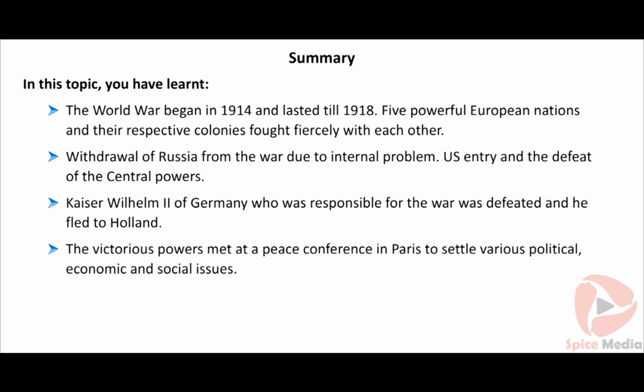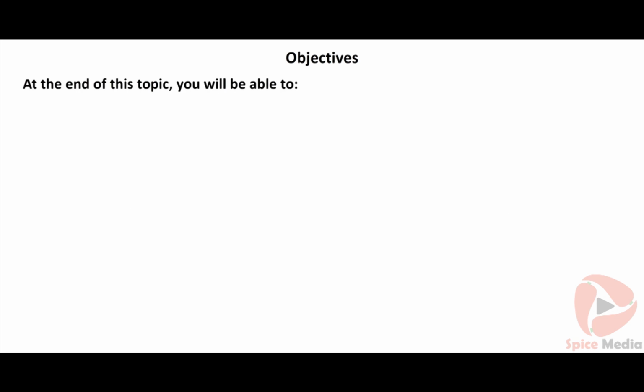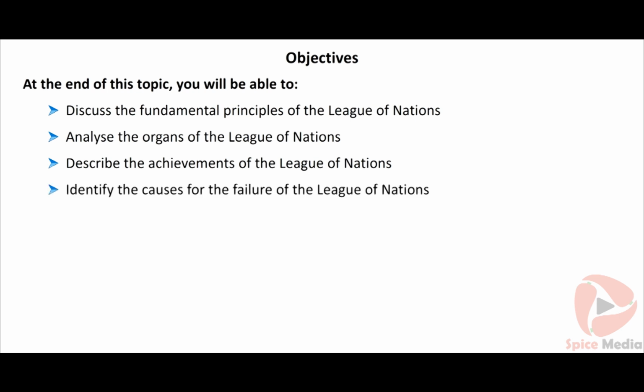In this topic, you have learnt the World War began in 1914 and lasted till 1918. Five powerful European nations and their respective colonies fought fiercely with each other. Russia withdrew from the war due to internal problems, the US entered, and the Central Powers were defeated. Kaiser Wilhelm II of Germany, who was responsible for the war, was defeated and he fled to Holland.